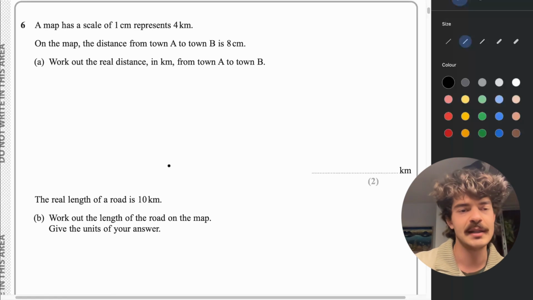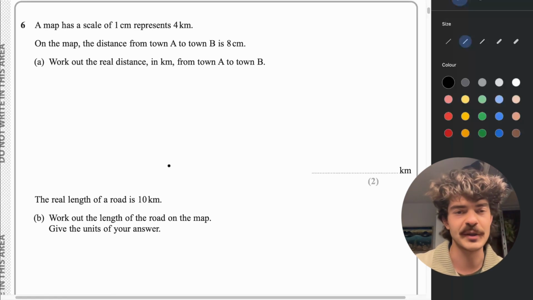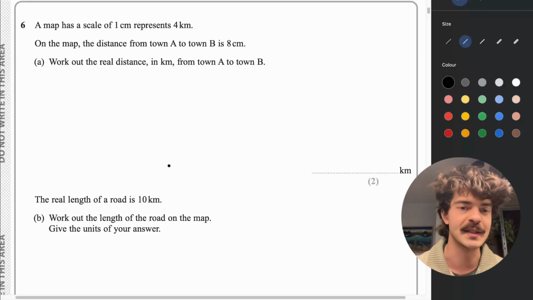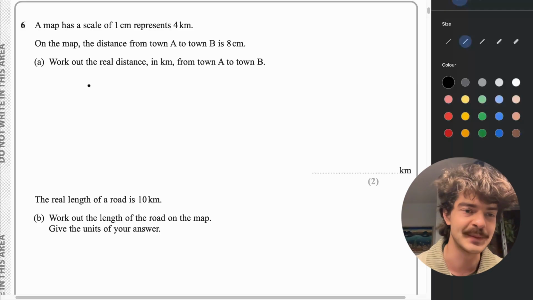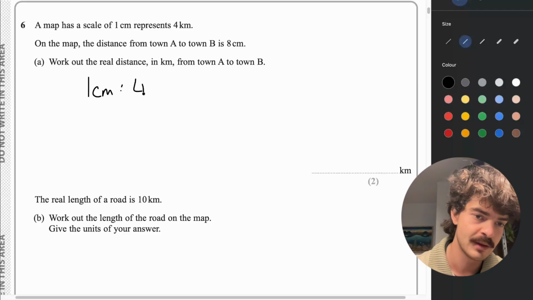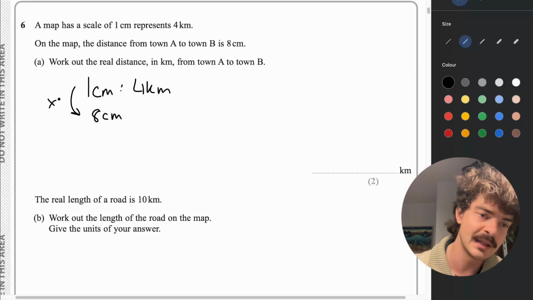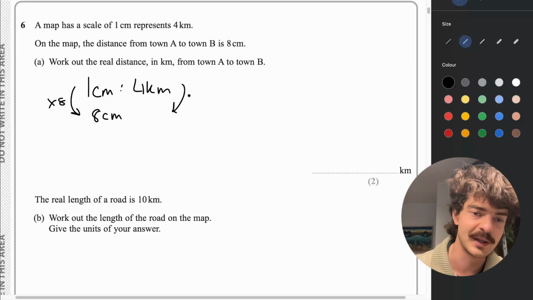A map has a scale of 1 centimeter, representing 4 kilometers. On the map, the distance from town A to town B is 8 centimeters. Find the real distance. All right, if 1 centimeter is 4 kilometers and we've got 8 centimeters, all right, let's just write this out. Right, we have to multiply this side by 8. So we're also going to end up multiplying this side by 8.